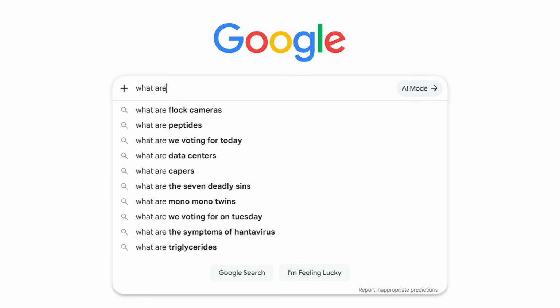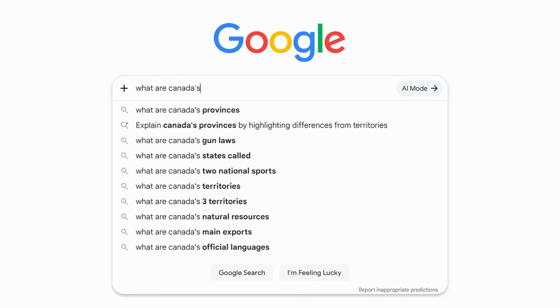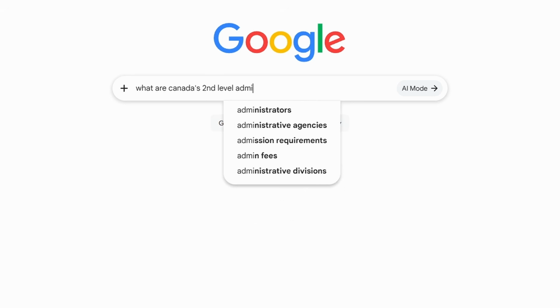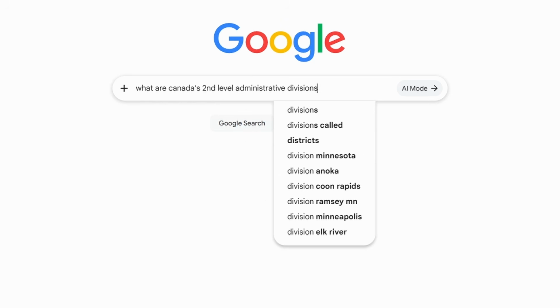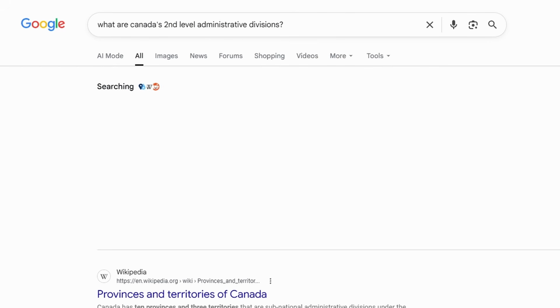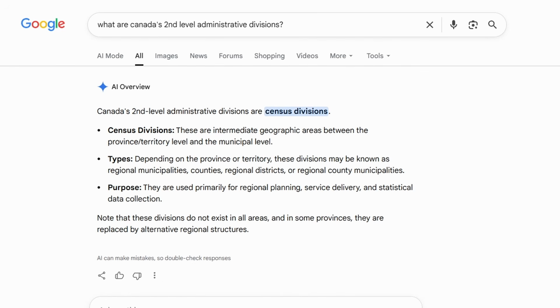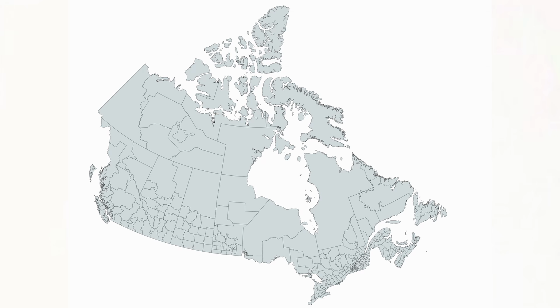If you were to look up what Canada's second-level administrative divisions are, or essentially what their equivalent to US counties are, you would get one of two answers. It's complicated, or census divisions. Census divisions are simply the way that Statistics Canada divides up the provinces and territories.